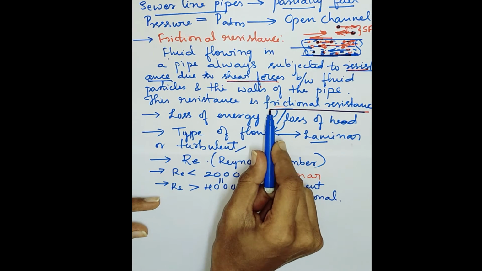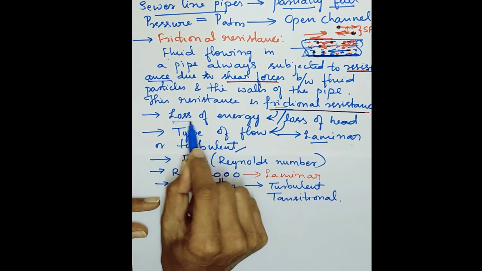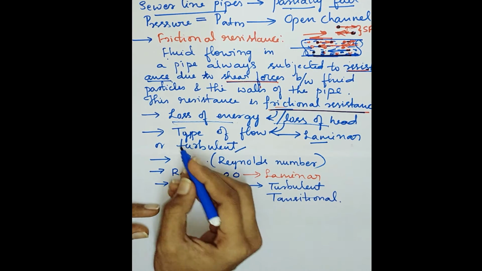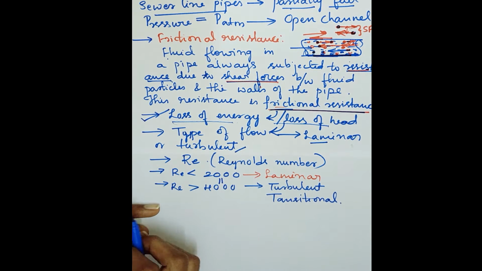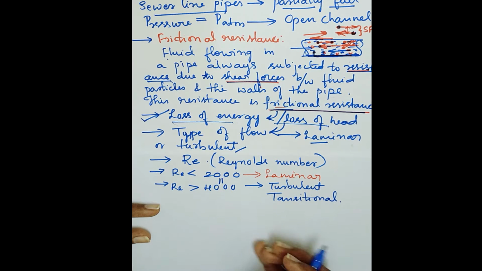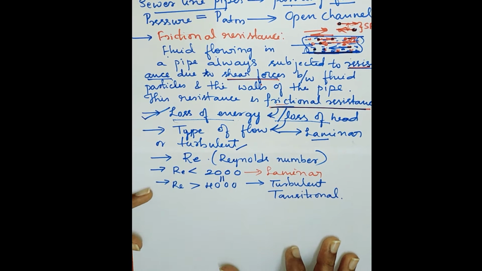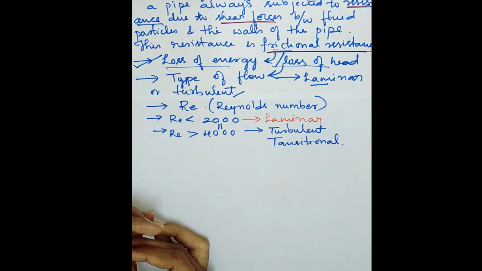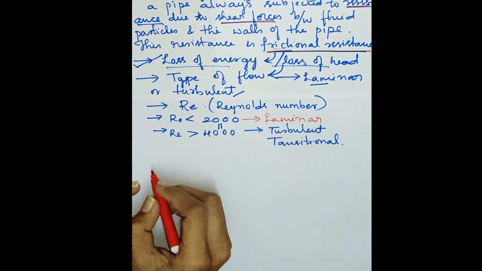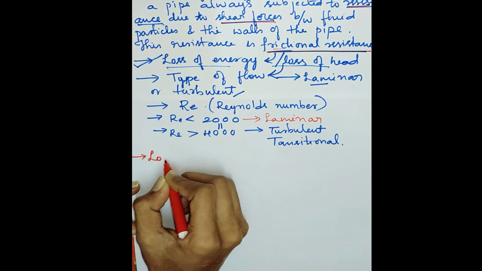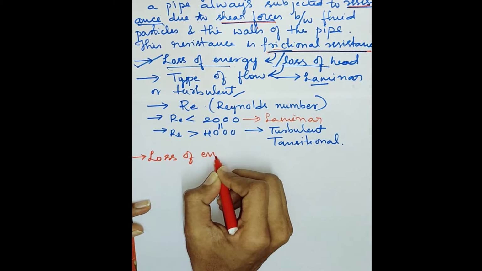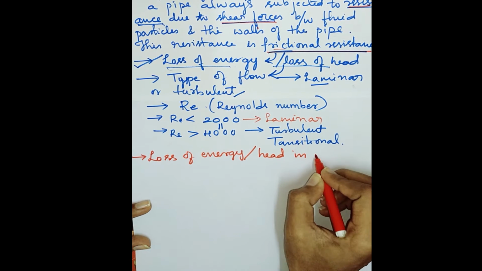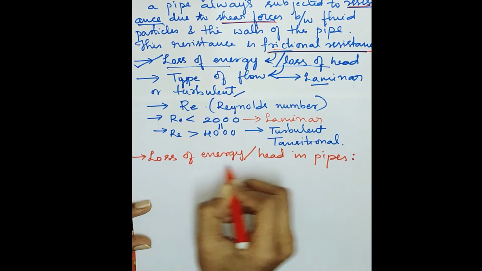So due to the frictional resistance, the loss of energy or the loss of head is going to occur. Now we have to determine this loss of energy or loss of head which occurs in a pipe. For that, the next topic we are going to discuss is the different types of losses which occur in a pipe. So the next topic is loss of energy or loss of head in pipes. Okay.